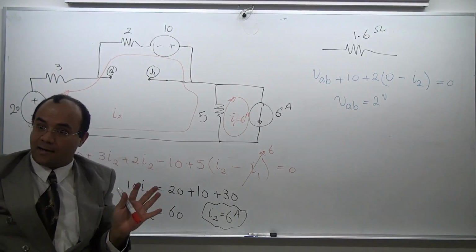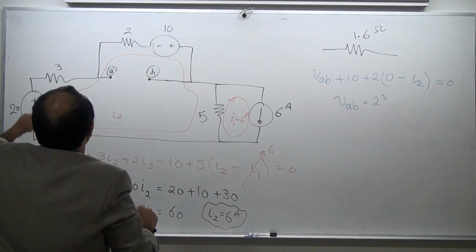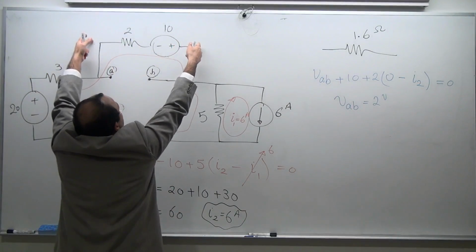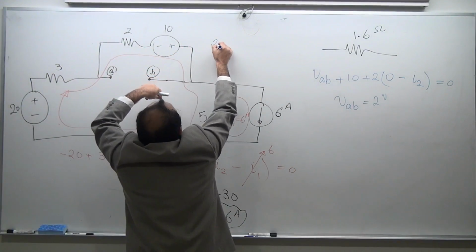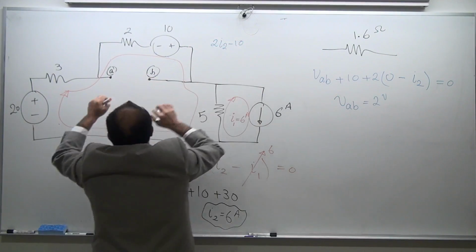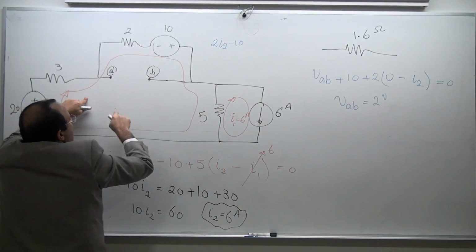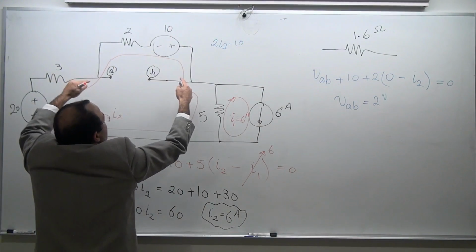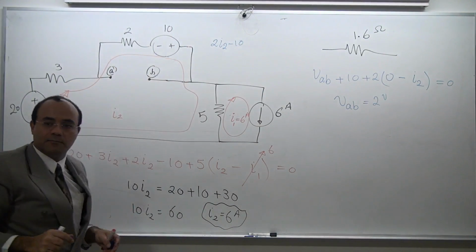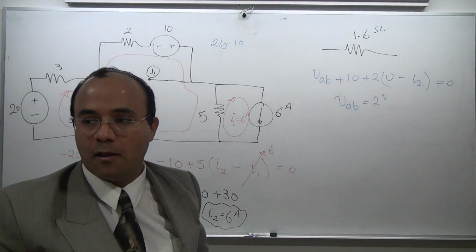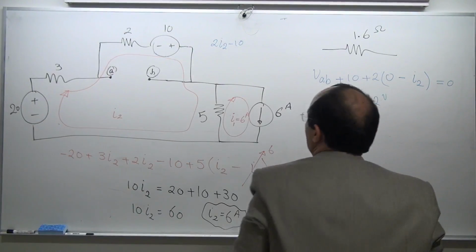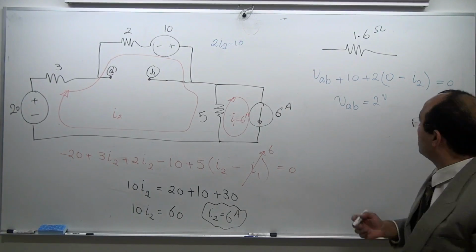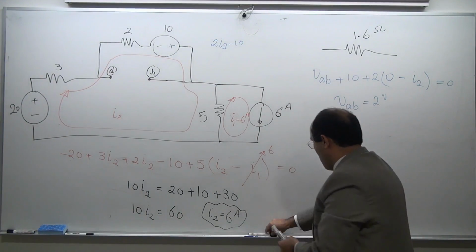I didn't assign any current yet. Right? So I'm going to say 2 times I2 minus 10, this is the voltage. 2 times, the only thing that goes in now is I2. Minus 10. It's this voltage. This voltage is in parallel with this. I found it. You can see this, and you can find it. 2 times 6, 12 minus 10, that's 2. You got yourself. So what did you find so far?